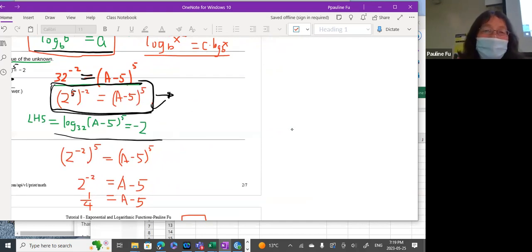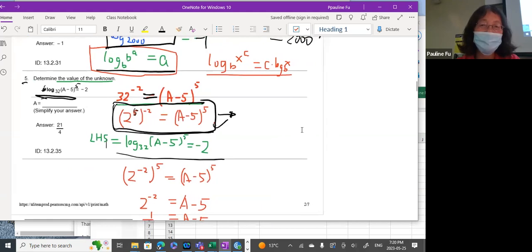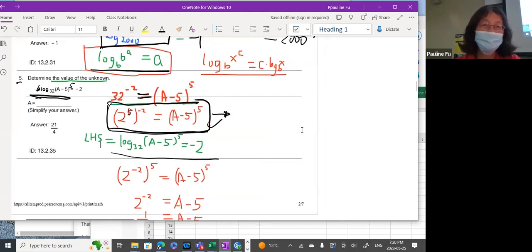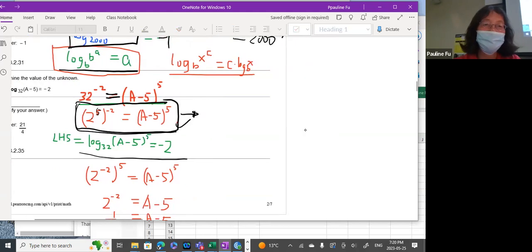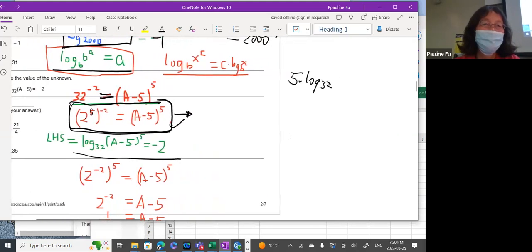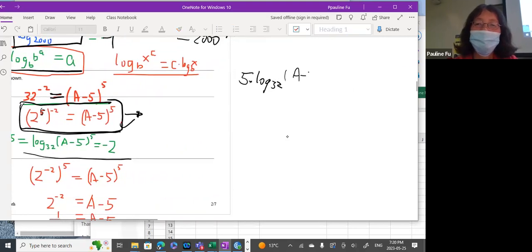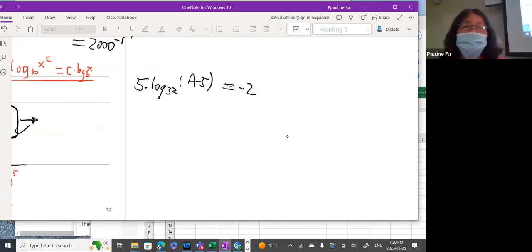This step. And on both sides of the equation, you raise to power 1 over 5. Actually, you go directly from here. Maybe I will rewrite the original question from scratch because there is too much notation here. So the original question is 5 times log base 32 of (a minus 5) equals negative 2. Okay. So this is the original question.